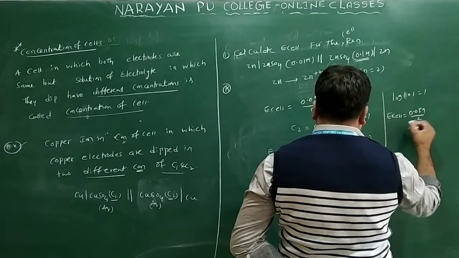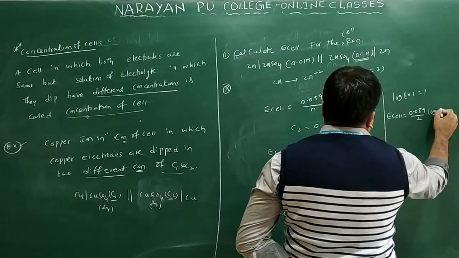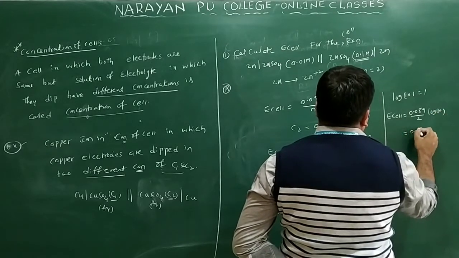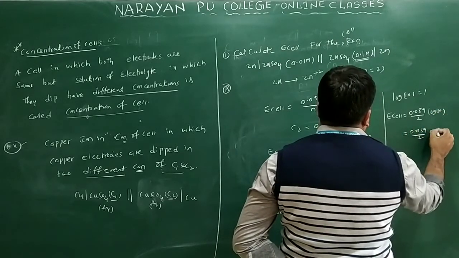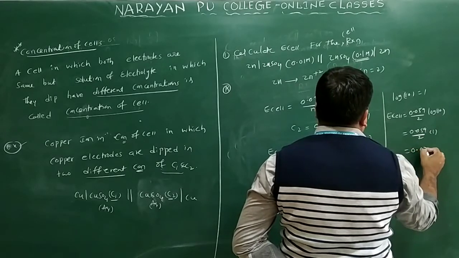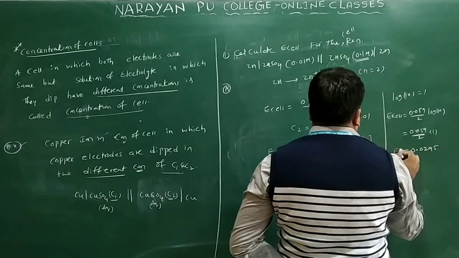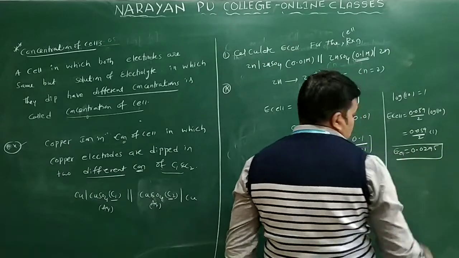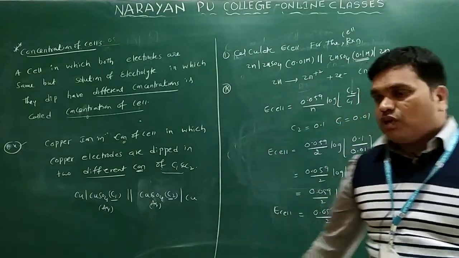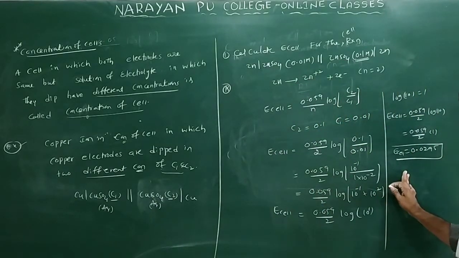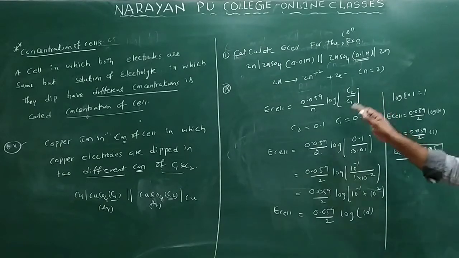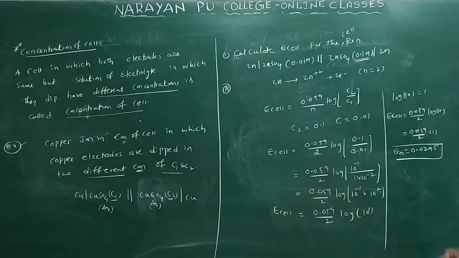0.059 by 2 into log 10 only. Log 10 value is 1 only. So this is 0.059 by 2 into 1, what you will get? 0.0295 only. This is regarding the calculation of the E cell when they give different concentrations for the same electrolyte. What is the answer you got? 0.0295.